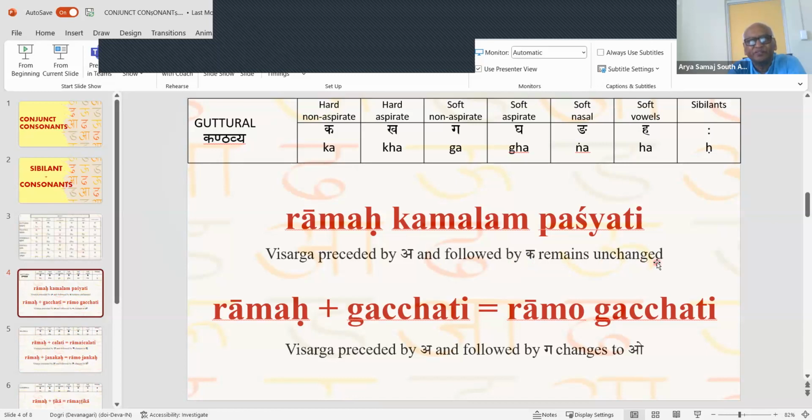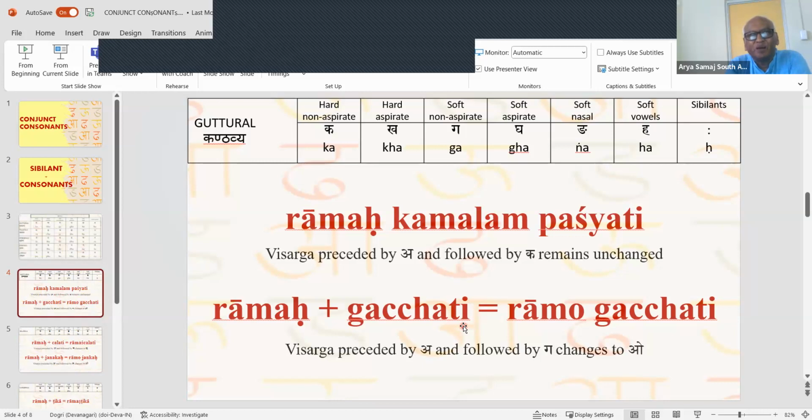All right. So remember, it is followed by ka, and if you look at the top there, ka is hard. So remember, it is unchanged because ka is hard. But when that ka becomes a ga, look at it. Ramaha gacchati. Pashyati gacchati. Same, you could put pashyati here too. Right? Gacchati is a soft ga.